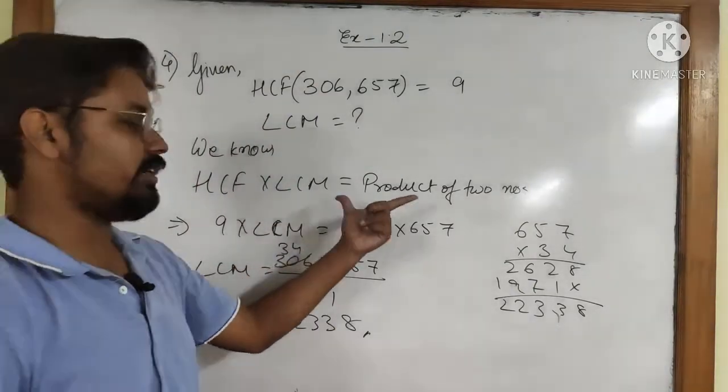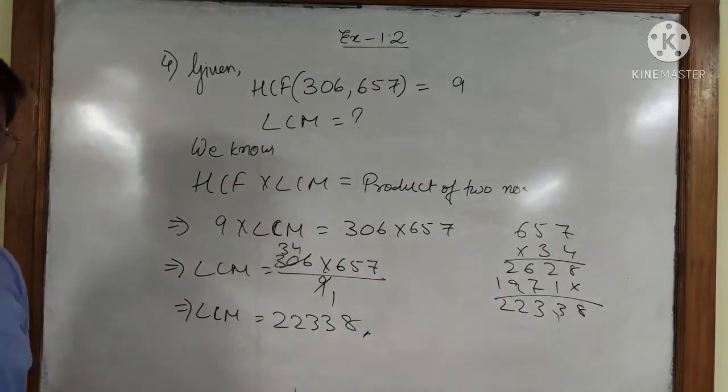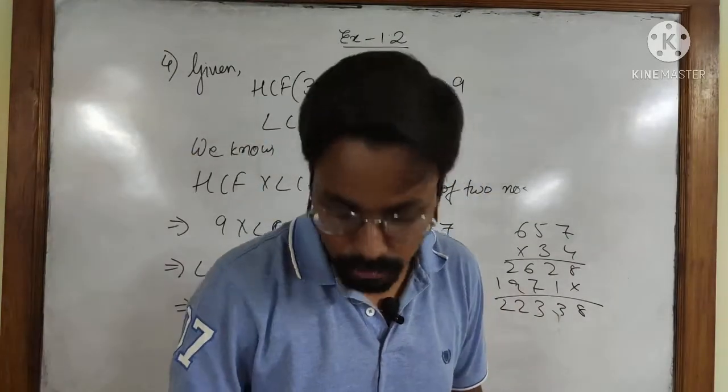You need to know this property: HCF into LCM is equal to the product of two numbers. Okay, and that's how you can find the required LCM, or if you are given the LCM, then you can find the HCF also.